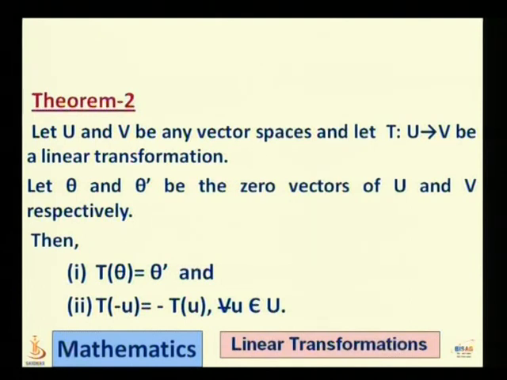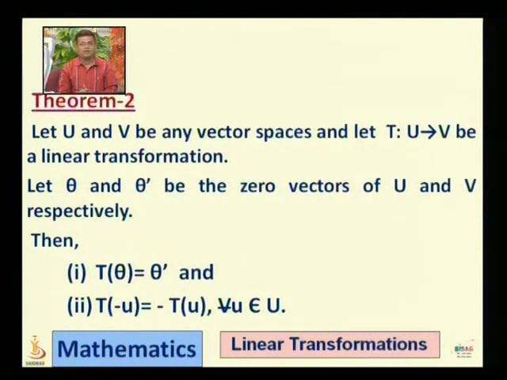Theorem 2 says: if U and V are any vector spaces and T from U to V is a linear transformation, and if theta and theta dash are the zero vectors of U and V respectively, then first, T of theta equals theta dash, and second, T of minus u equals minus of T u for every small u belonging to capital U. Now we prove this theorem.